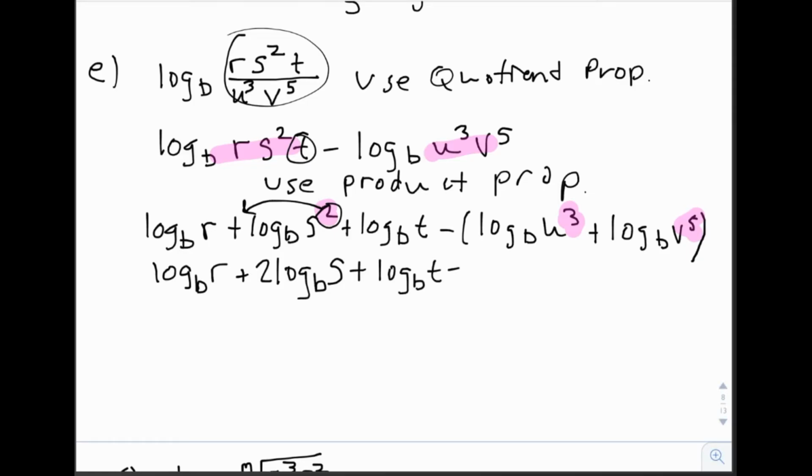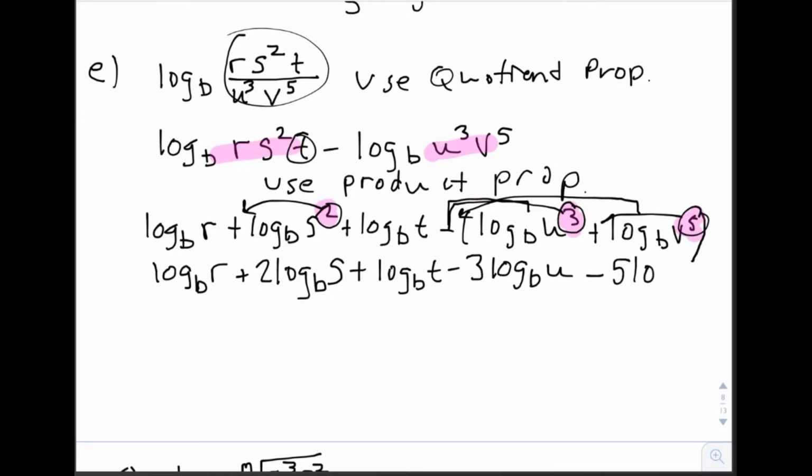This next one, we do have something that we need to bring down, so let's go ahead and distribute this negative. So that will get us minus 3, go ahead and bring your 3 down, log base b, and then u, and then finally distribute that negative over to your second term here. So again, that'll be minus, bring your 5 down, so that will be 5, and then log base b of v. And that should actually complete it. It doesn't look like we can simplify any further here.